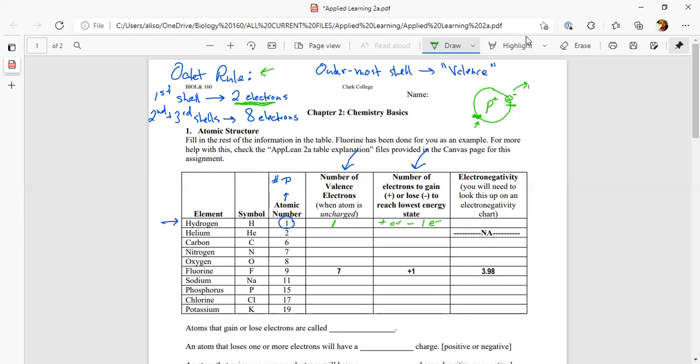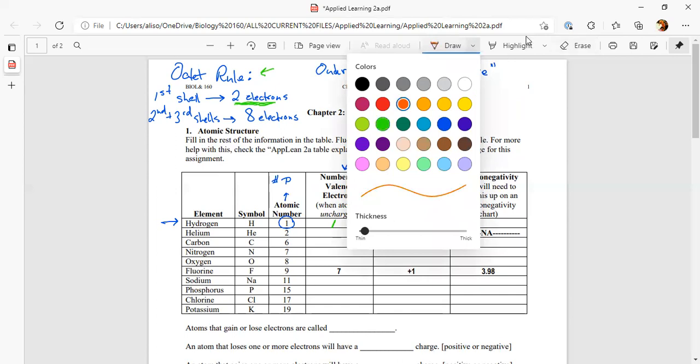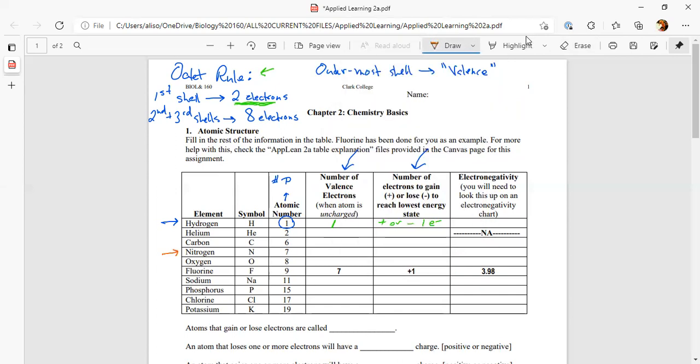Okay, let's do nitrogen. So let me just erase a little bit here and grab another color. And let's take a look at nitrogen. Again, it tells us our atomic number. The atomic number is the number of protons. So we have 7 protons in the nucleus, and there are going to be neutrons as well, but we can disregard them for the purpose of this exercise because they do not have a charge associated with them. So in order to be uncharged, it must also have 7 electrons. So let's see where those 7 electrons go.